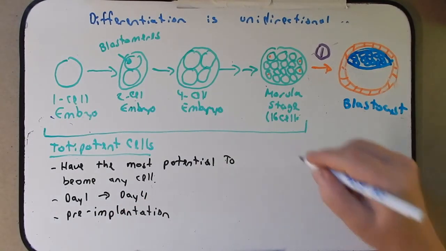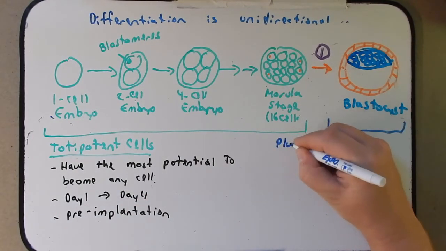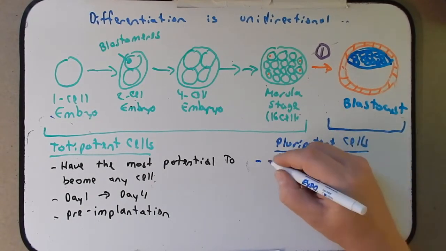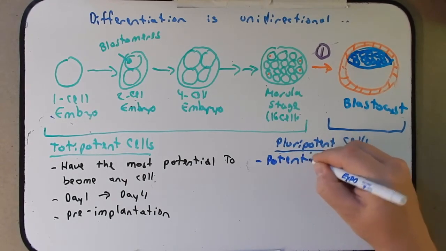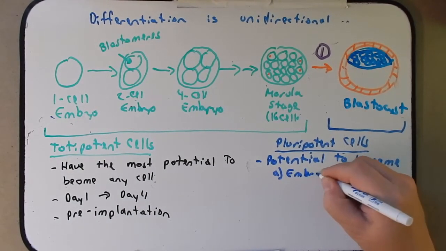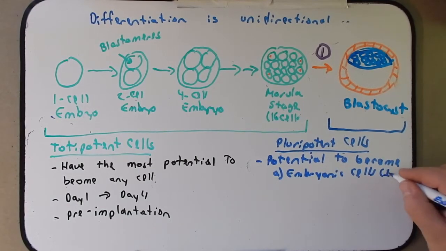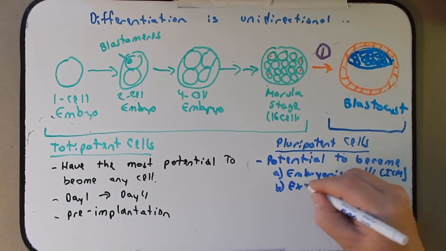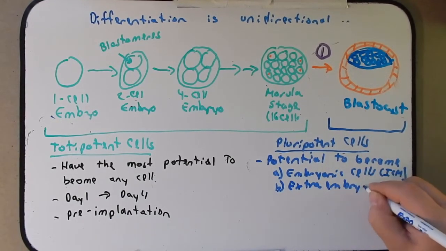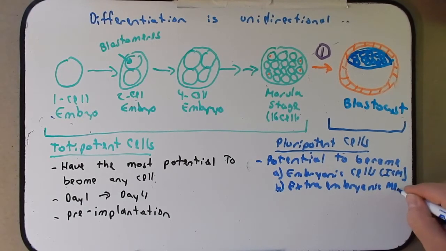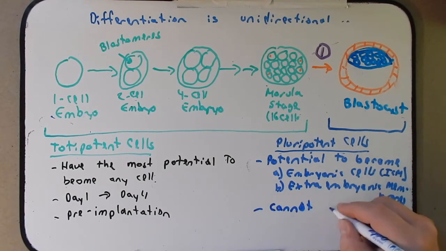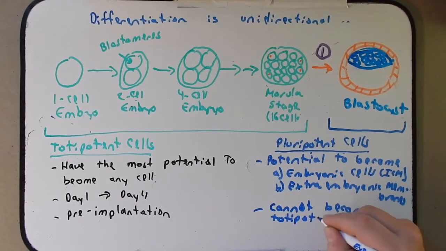Okay, now the second term I want to bring up is pluripotent cells. They have the potential to become embryonic cells. That would be the inner cell mass cells, or they have the potential to become those extraembryonic membranes that will then form the amnion and the placenta. However, pluripotent cells, under normal circumstances, cannot become totipotent cells.